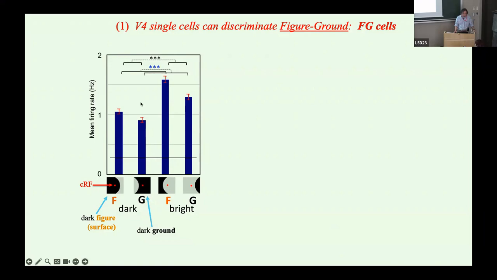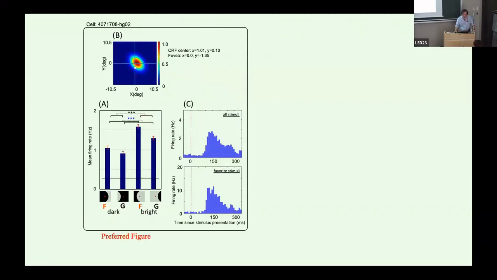In this cell, we see larger responses to figure in this case or this case. So it's independent of contrast. This result indicates that this V4 neuron is responsive to figure. And this shows some more analysis, with temporal histograms.